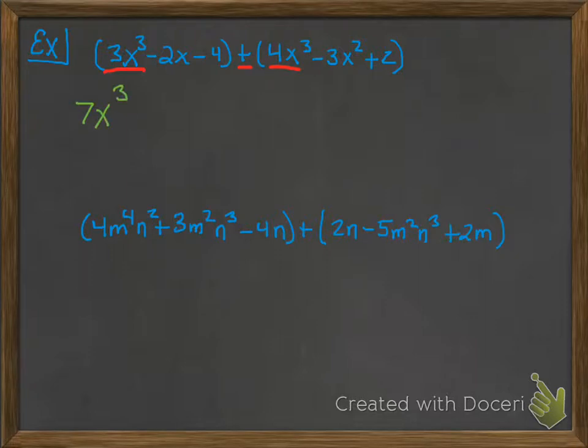Now I'm going to go through and find another like term. I have negative x, but I don't have anything else alike. And I have negative x squared. So I'm going to start with my negative 3x squared, and then go to my negative 2x. And I think we have one more that are alike. We have negative 4 and positive 2. So that really makes a negative 2. And all I did was add each of those pieces.